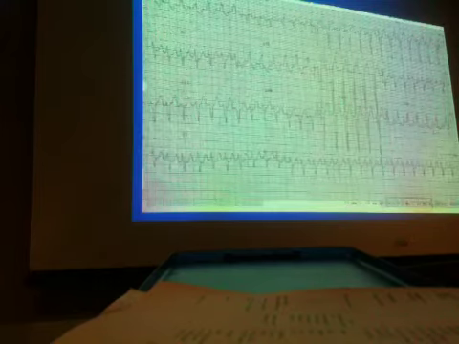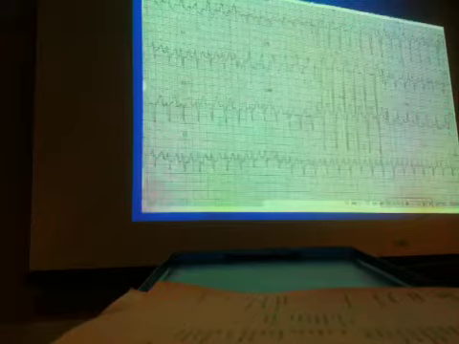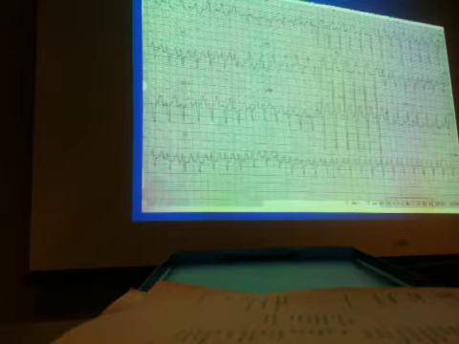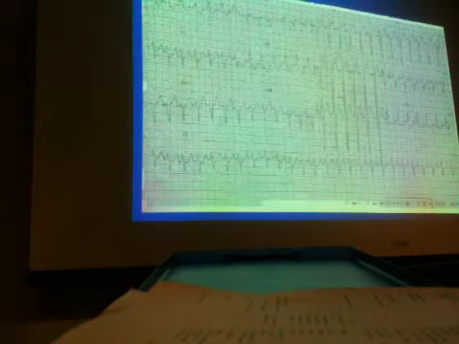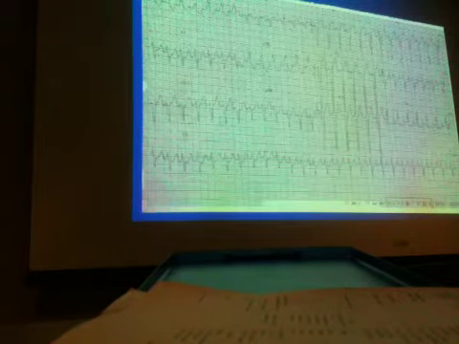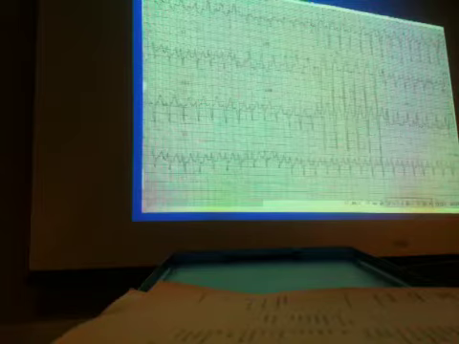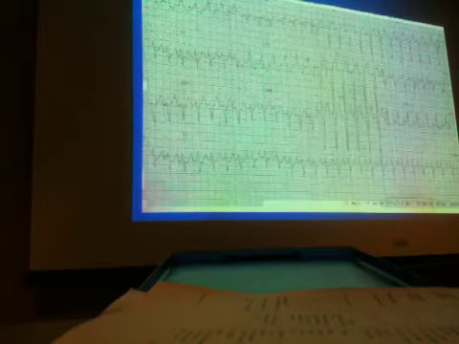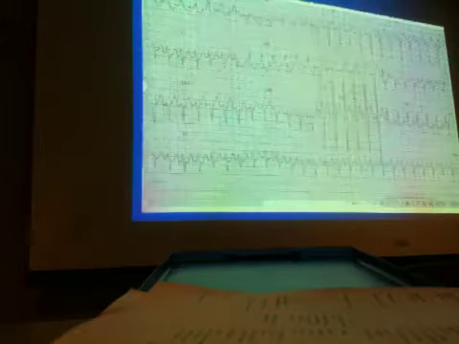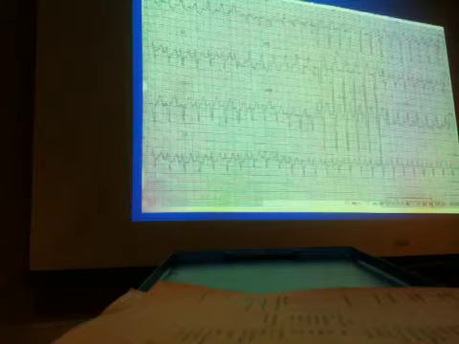Is it regular or irregular? Looks very regular to me. And it is regular, let me tell you. Okay? So, do we see P waves? And how fast is it? It's about 300, it's about 150.